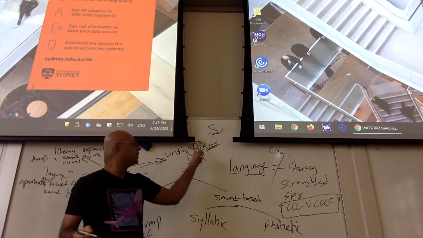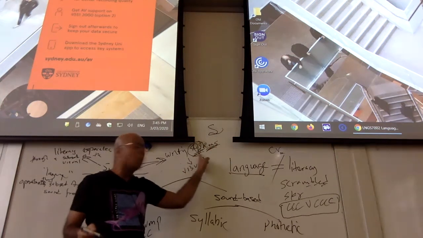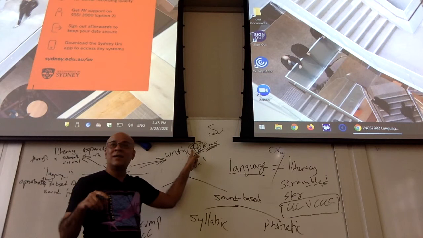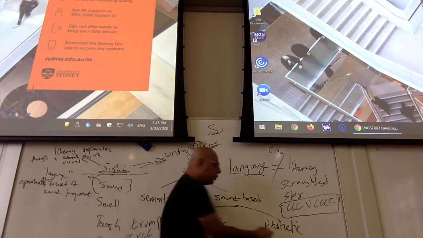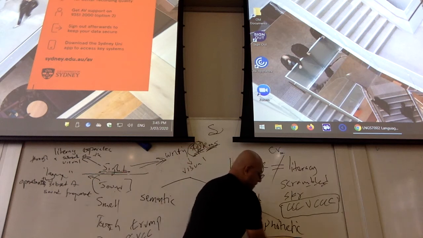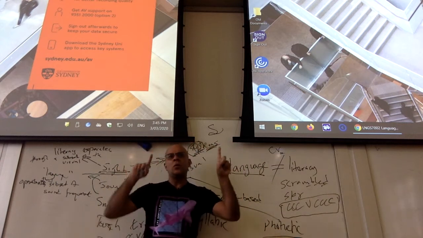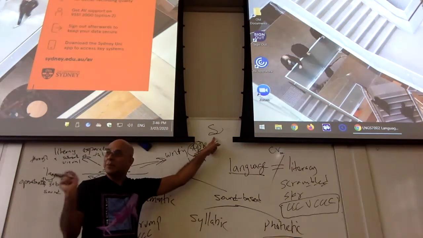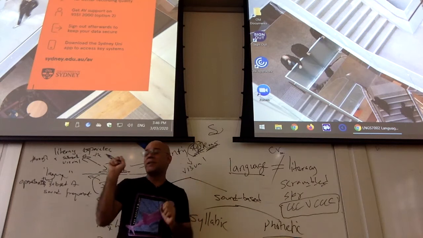So one symbol represents the whole combination, the whole syllable, as opposed to one letter, one sound. When you have one letter, one sound, you have a phonetic alphabet, like English, like German, and others. Why? Because it's one sound, one letter. Whereas in syllabic scripts, one symbol will capture a whole syllable. The whole syllable will be just one symbol.